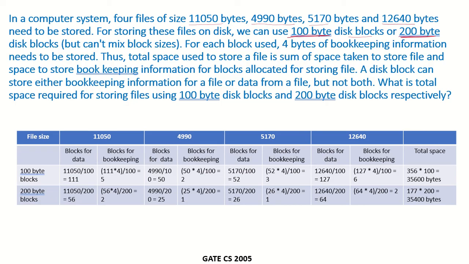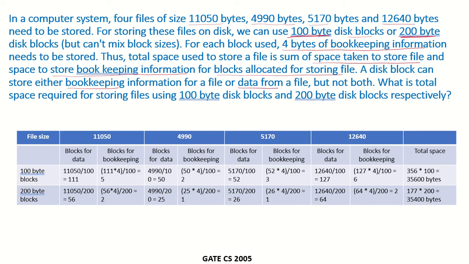And for each block that is used, that means the block used for storing the file, 4 bytes of bookkeeping information needs to be stored. Thus, the total space used to store a file is the sum of space taken to store the file and the space to store the bookkeeping information for blocks allocated for storing the file. So, a disk block now can store either the bookkeeping information or the data from the file, but not both.